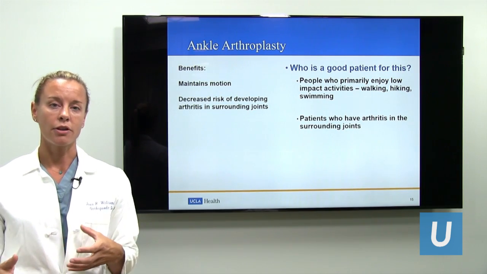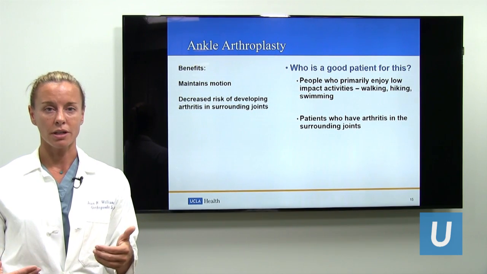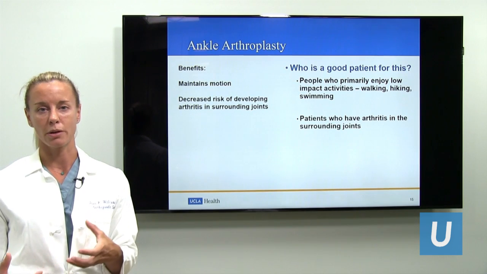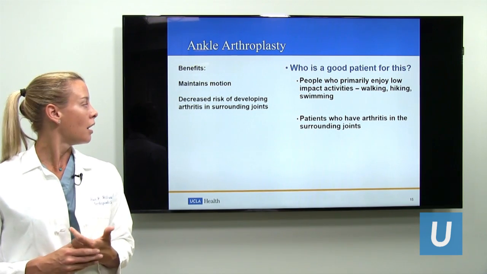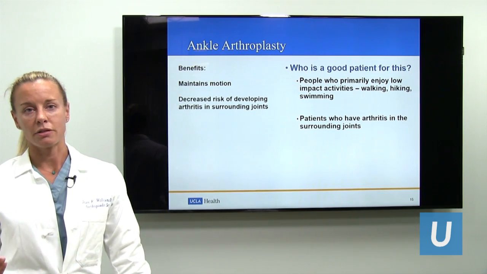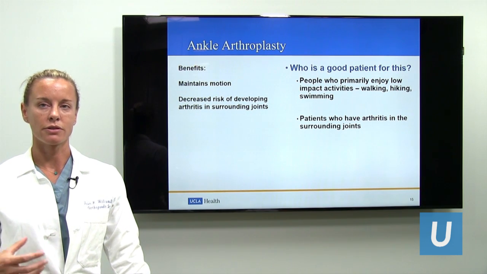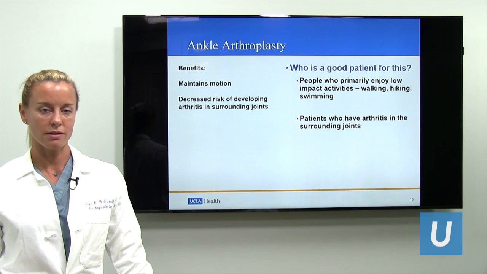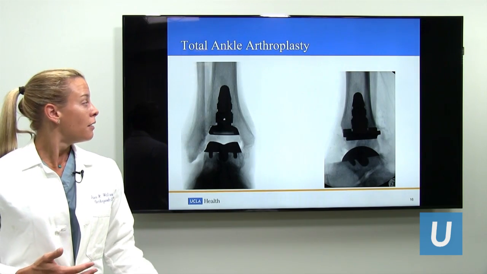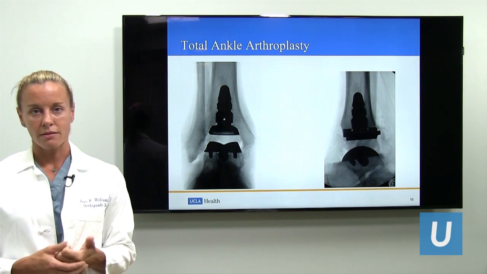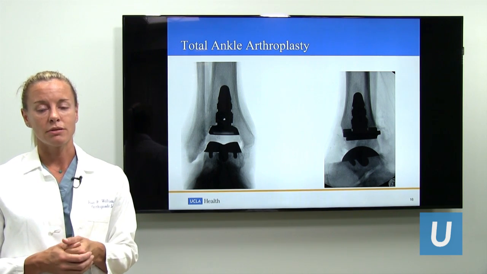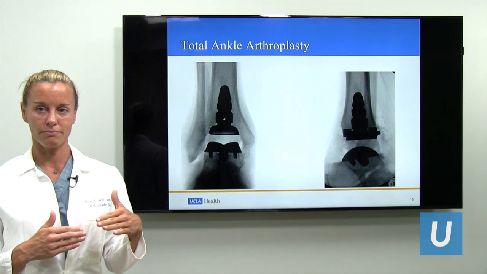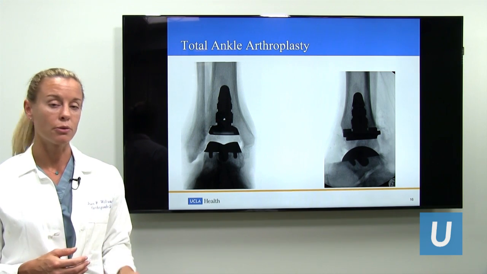If you already have arthritis or fusions in the joints around the ankle, we try to do an ankle replacement just to maintain some of the motion in that part of your foot. And as you can expect, if you keep that motion, there's a little bit lower risk of developing arthritis in those other joints. So this is one of the common prostheses that's in use now, but kind of similar thing where you can see the dark spots in the bone are the metal parts that were put in, and there's plastic in between them.